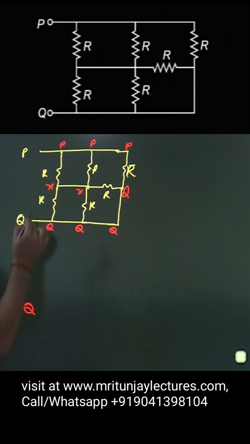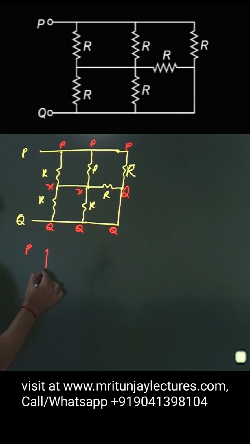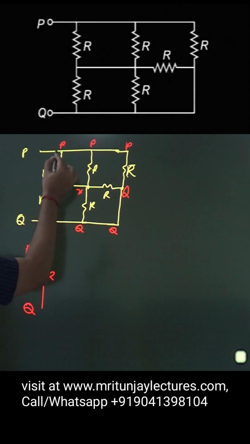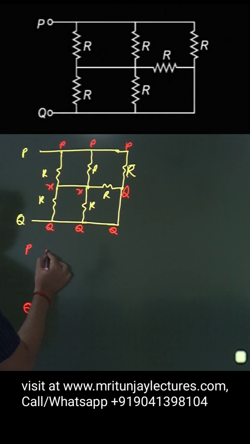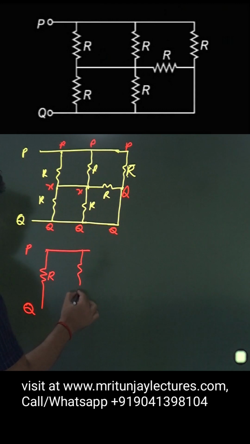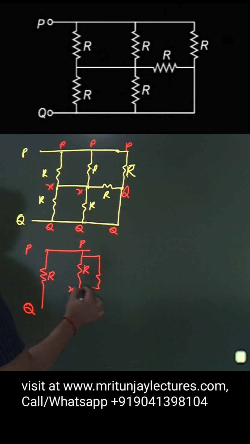Now what about the resistance between P and Q? Between P and Q there is only R, like this one. After that, P is connected to X. Suppose that is X here, so R and that point is P. P is connected to X and P is connected to X again, so both are parallel.